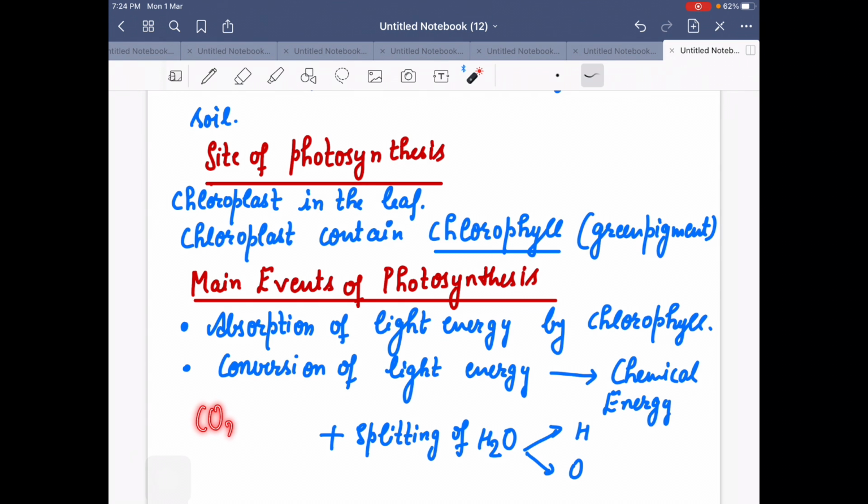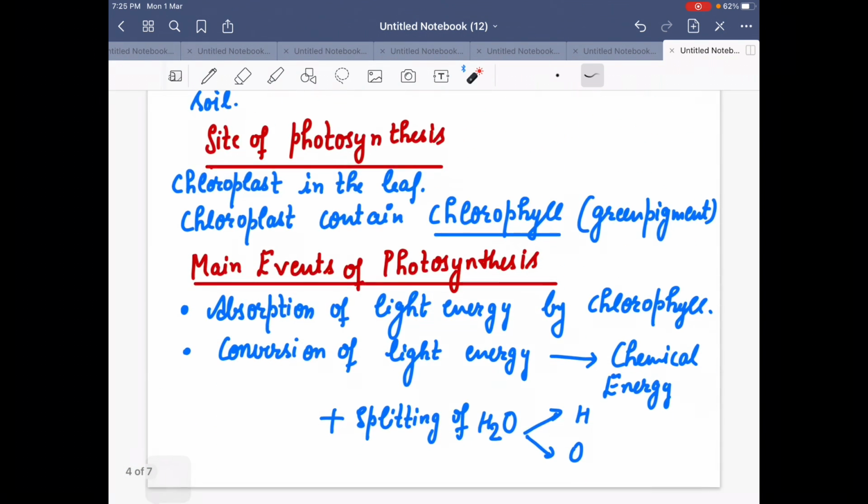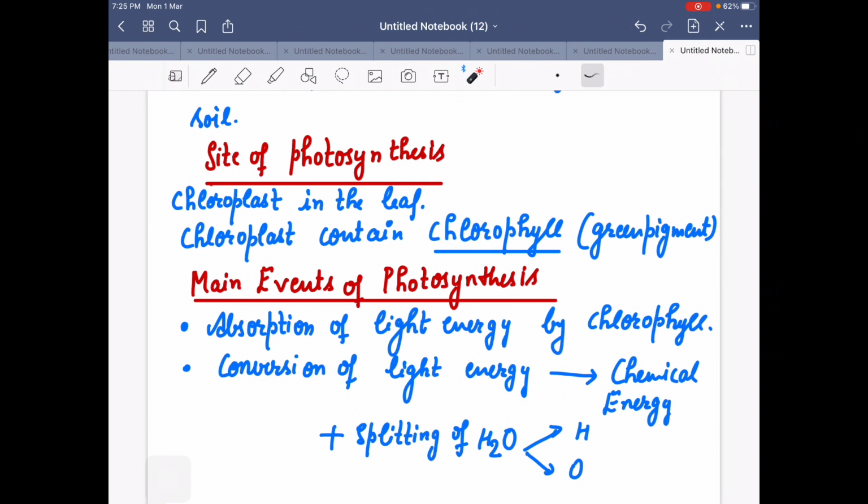What raw material are you using? 6CO2 plus 12 water molecules. So they have to split up. Splitting means breaking, breakdown of water, which is made up of hydrogen and oxygen. So when splitting of water happens, hydrogen and oxygen will be released. Basically, hydrogen ions are released, and oxygen is released here as byproduct, right? Oxygen is released from here. We do not know this, we read the book and just leave this line. Glucose is not made from water. Always remember, by splitting of water, oxygen is released.